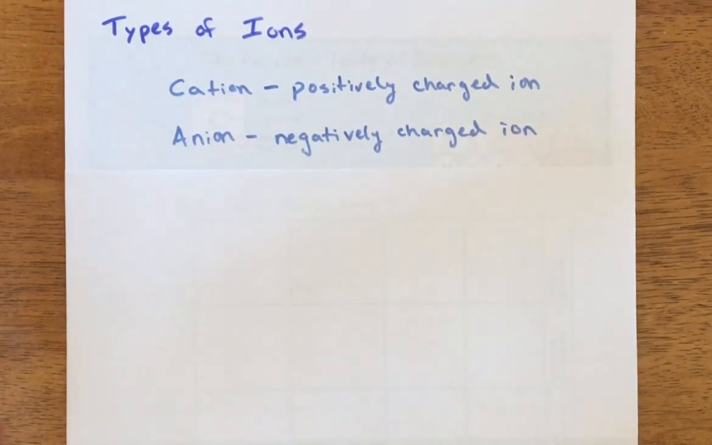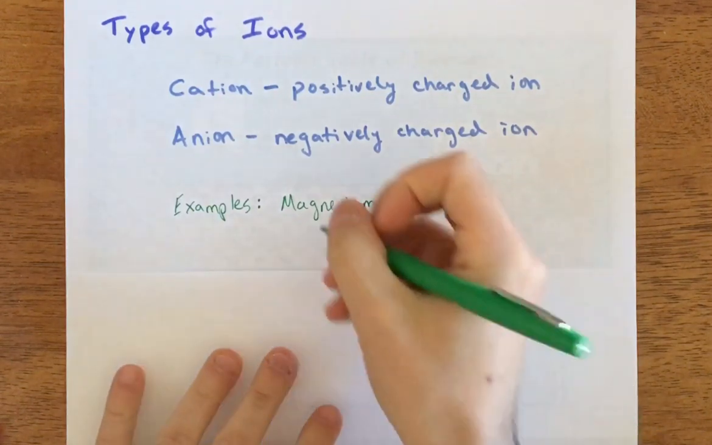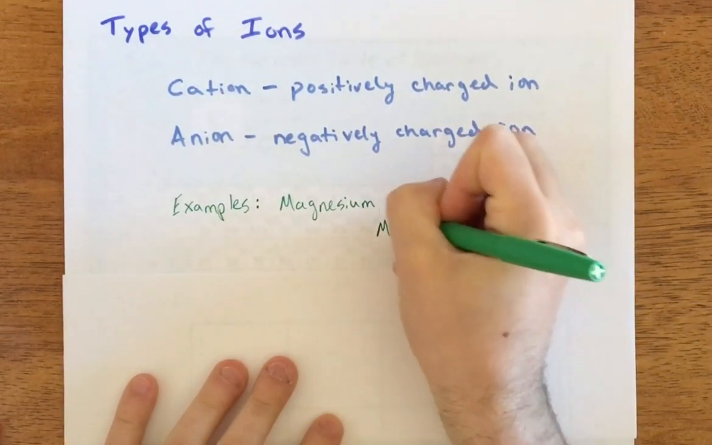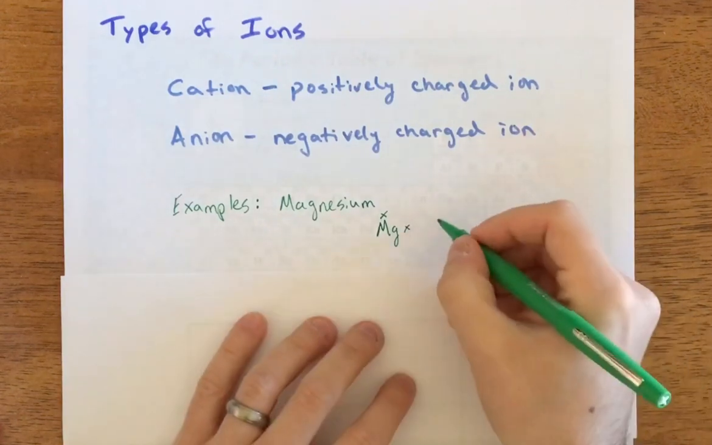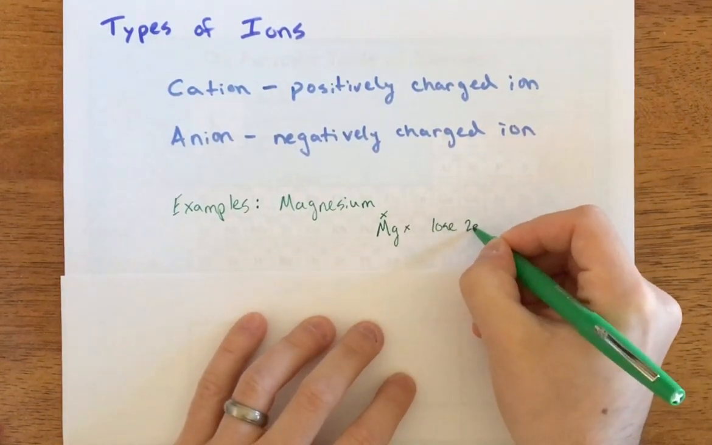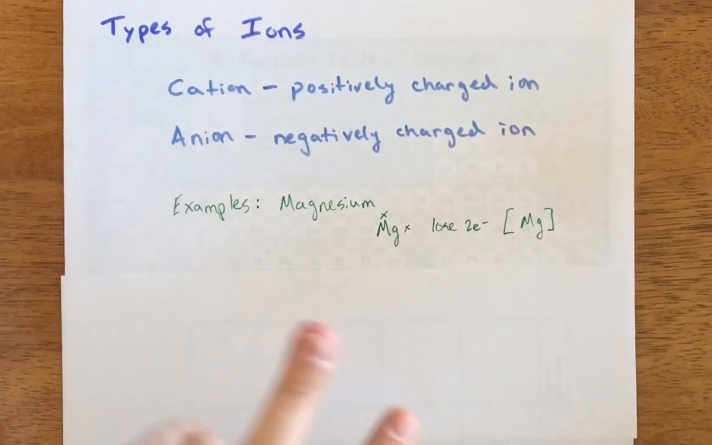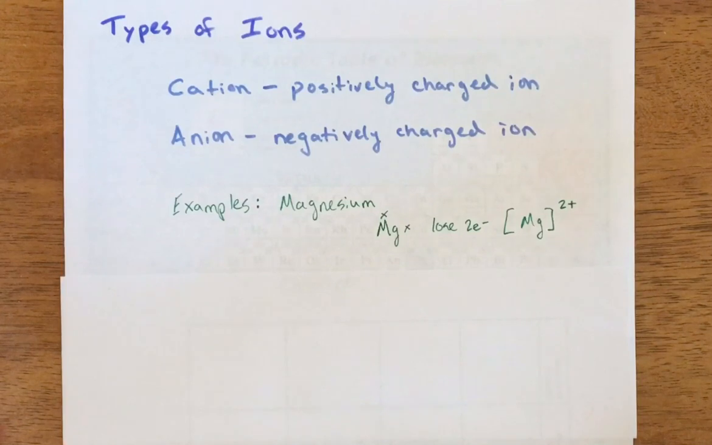Let's look at 2 more examples. First one is magnesium. Magnesium is in the second column, so its electron structure looks like this. It's got 2 valence electrons. It could gain 6 electrons to become stable, but it's much easier to lose 2 electrons. Since it's lost 2 negative charges, it's going to be positive. So this one is our cation.